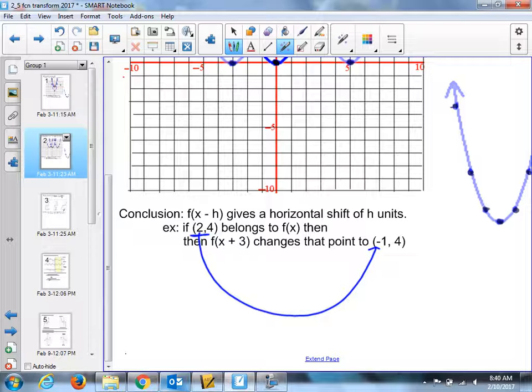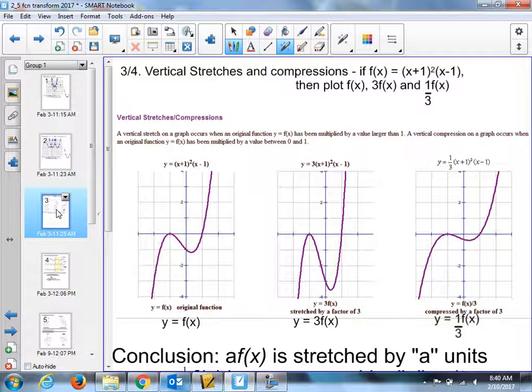Okay? Whether you're given a picture or not. And some of the other things. I'm calling this 3 and 4 here. Vertical stretches and compressions. So what if we had this? x plus 1 all squared multiplied by x minus 1. What? f of x. 3 times f of x and 1/3. So stretch and compression, squeeze, right?